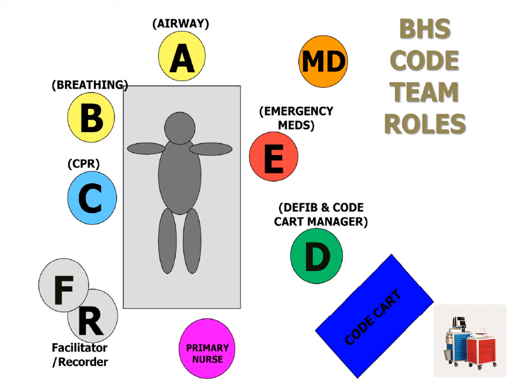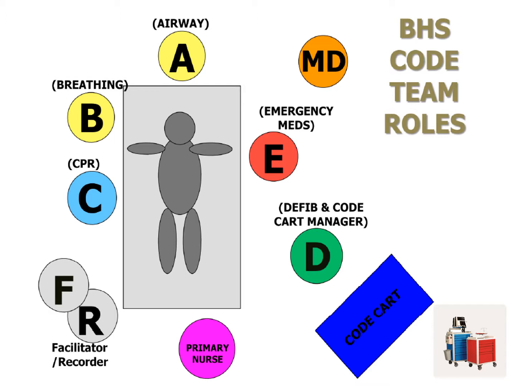These are the primary code team roles and responsibilities. Compressions, which is position C, delivers effective compressions with minimal interruptions. Airway management, which is position A, stands at the head of the bed to maintain a patent airway. B, which is breathing, stands to either side of the head of the bed and delivers oxygen via BVM. Position D is defibrillator, safely delivers defibrillation.